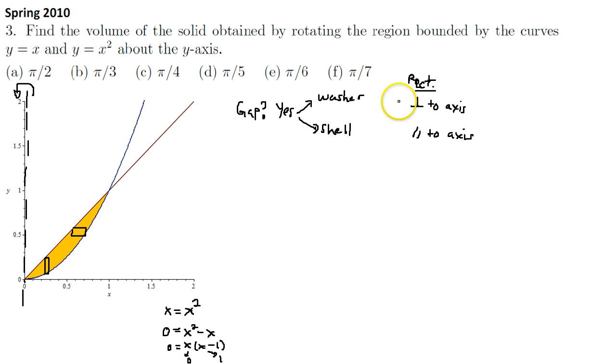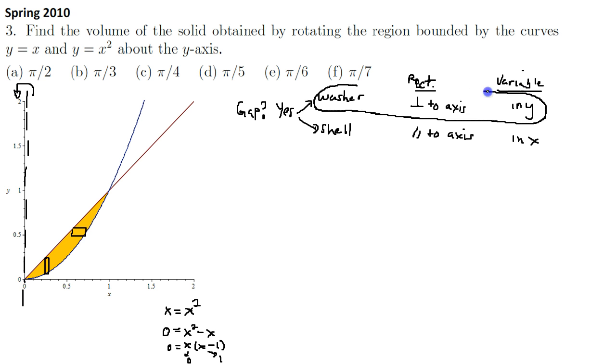If we're doing it in washers, the variable would be in y this time, and it will be in x for shell. This guy would be moved horizontally in x. This guy would be moved vertically in y. Yeah, either one's good. I'm gonna go with a washer. We've seen a disc and a shell, so let's see a washer now.